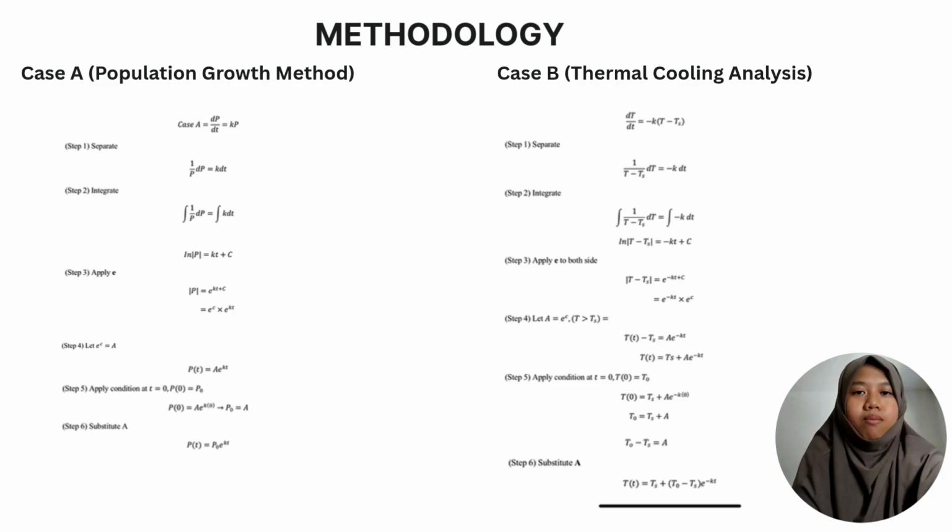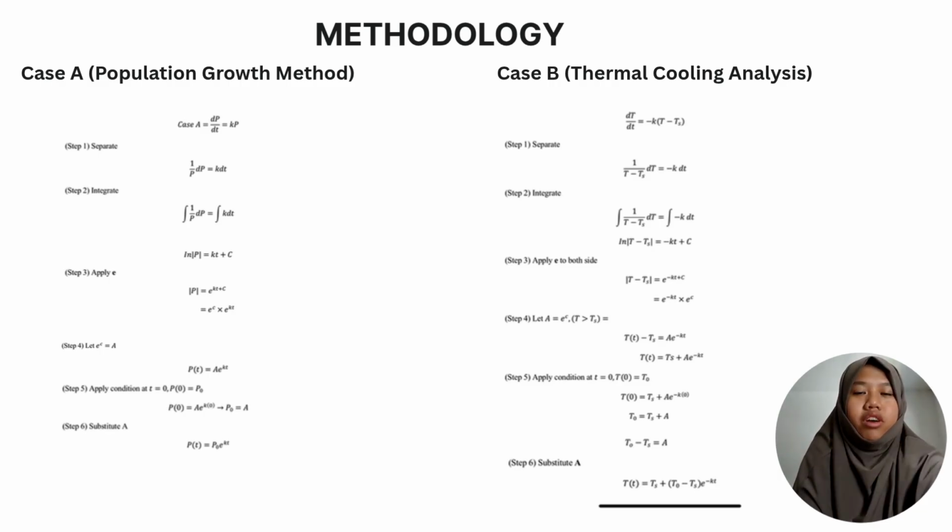Moving on to the methodology, for case A, we are looking at the population growth model. We start with the basic differential equation dP over dt equals kP. To solve this, we use 6 simple steps.